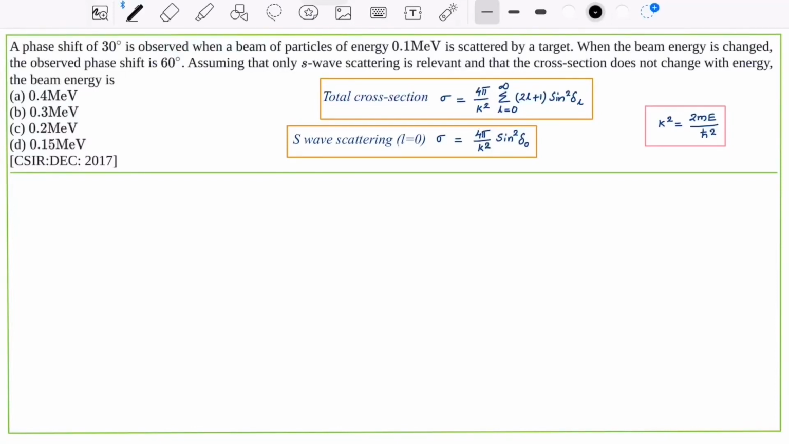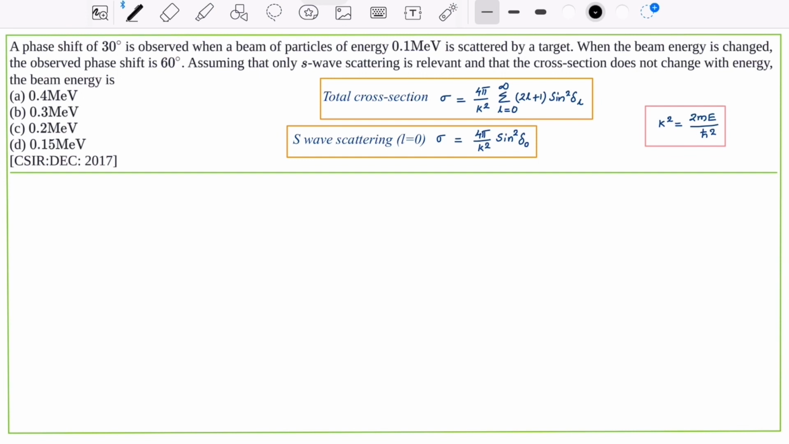Problem 106, Quantum Mechanics. The question is, a phase shift of 30 degree is observed when a beam of particles of energy 0.1 mega electron volt is scattered by a target. When the beam energy is changed, the observed phase shift is 60 degree. Assuming that only S-wave scattering is relevant and that the cross-section does not change with energy, the beam energy is.